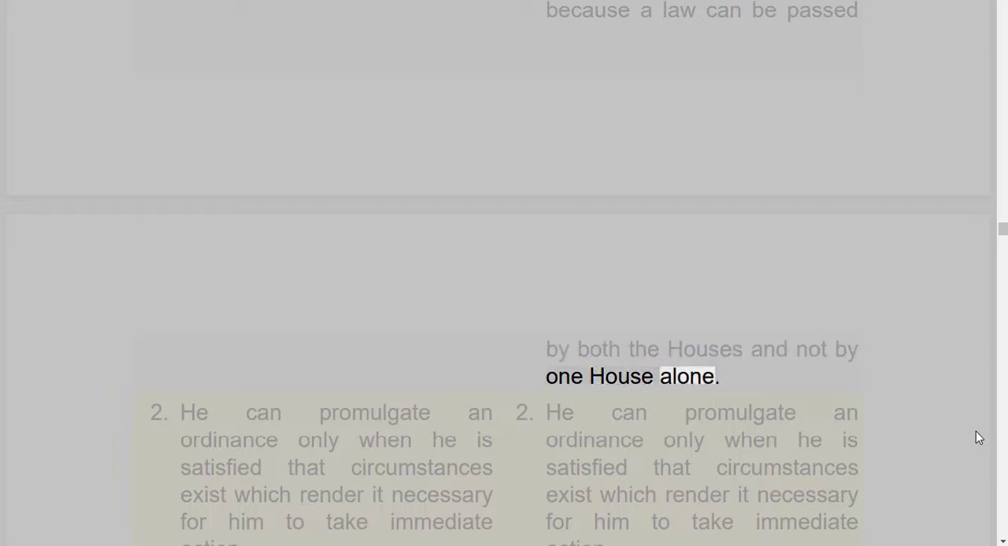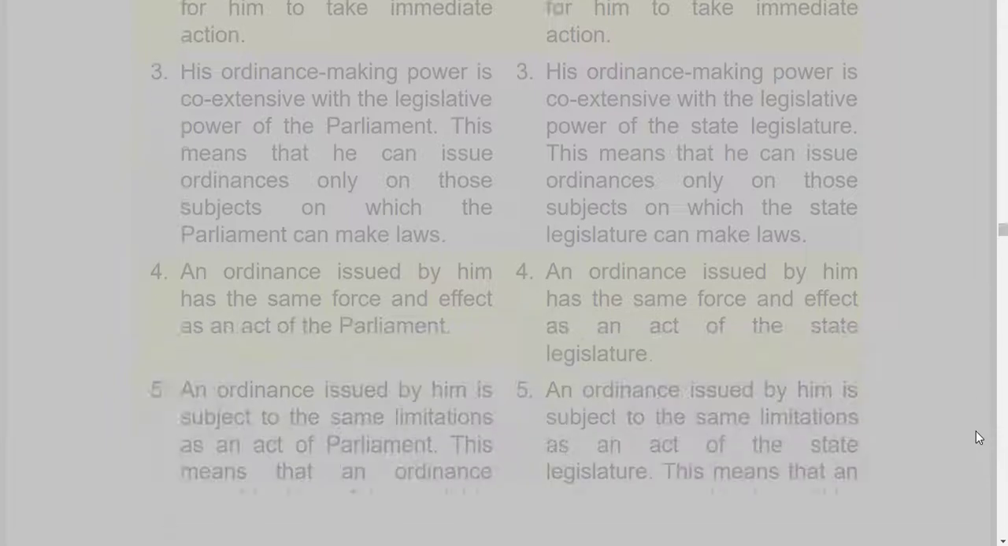2. He can promulgate an ordinance only when he is satisfied that circumstances exist which render it necessary for him to take immediate action.